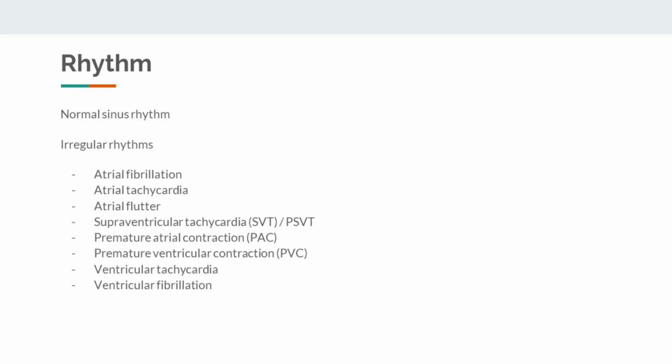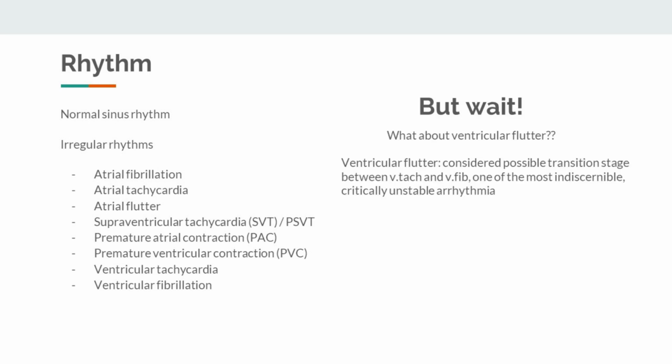So that's all of the rhythms we will talk about today, and we covered quite a bit. But wait, what about ventricular flutter? Ventricular flutter is considered to be one of the most indiscernible arrhythmias, existing only as a brief transitional stage between VTach and VFib. While there are still a lot of rhythms we haven't talked about today, hopefully this will serve as a good starting point.